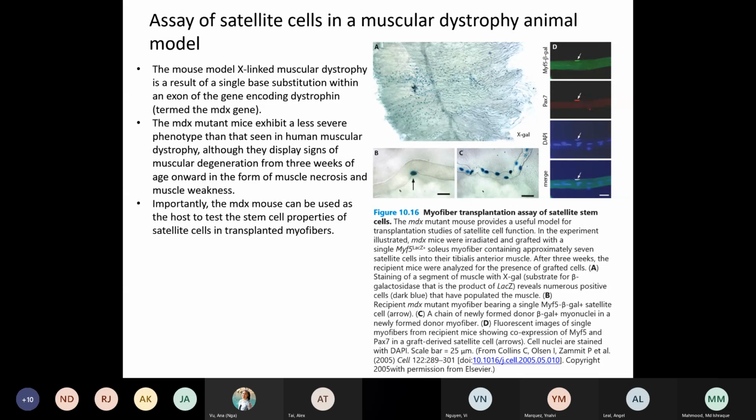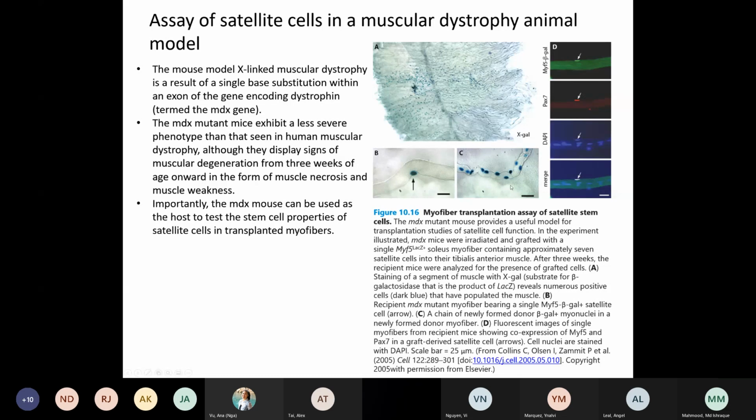So because of that, now you can inject, you can transplant a single muscle fiber. Remember, a single muscle fiber is a single muscle cell, although it's quite big, but it's just one cell. You can put in a single muscle fiber that has about 7 or so satellite cells, and observe how that single muscle fiber will contribute to the regeneration within that recipient animal. As you can see here, you can use some genetic marker to mark the stem cells, the transplanted stem cell.